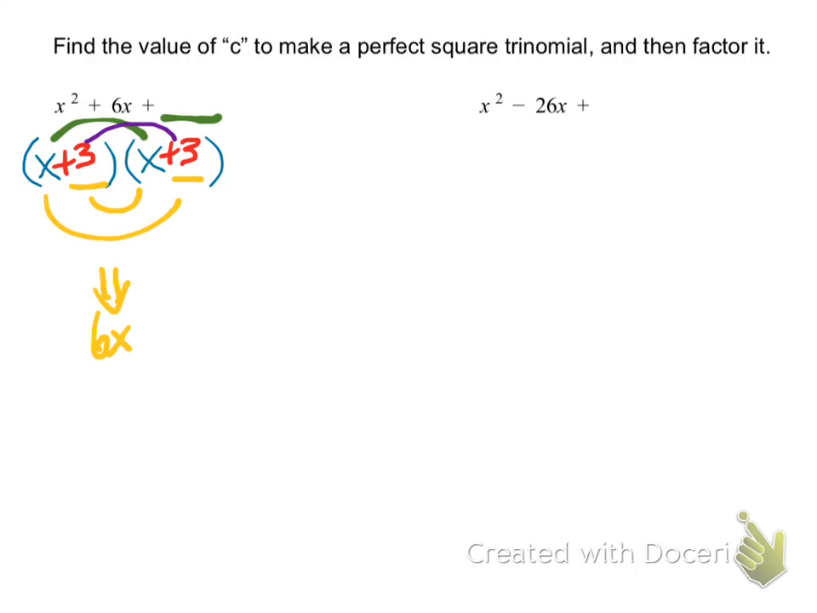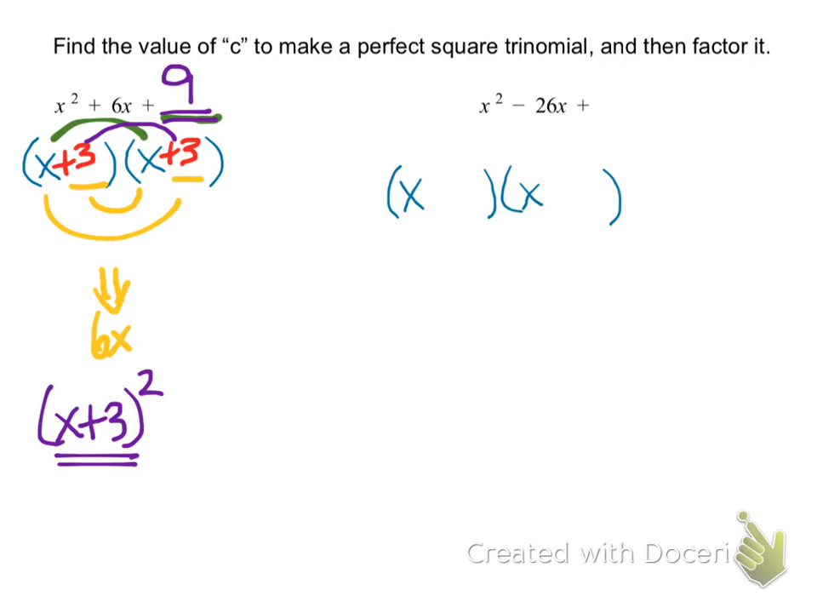And then for my last term, what will my c be? Well, I get that by multiplying the 3 times 3 together, and that would give me 9. And so then this is going to factor as x plus 3 quantity squared. If I look at the next one, again I'm going to start out with the x times the x to give me my x squared.